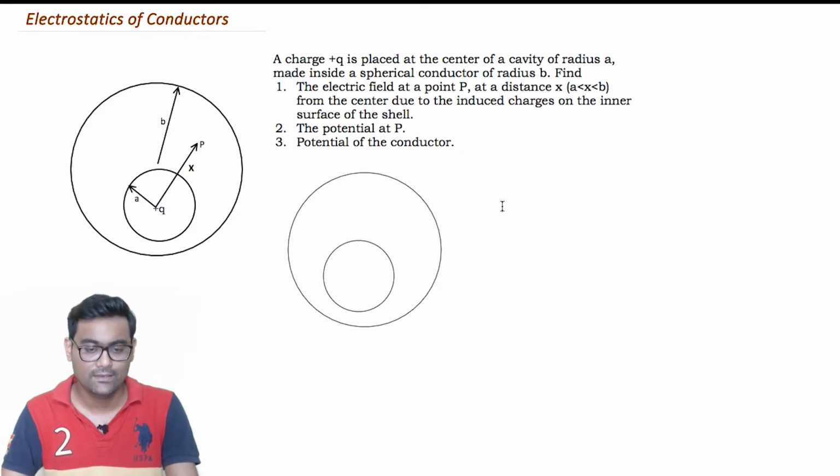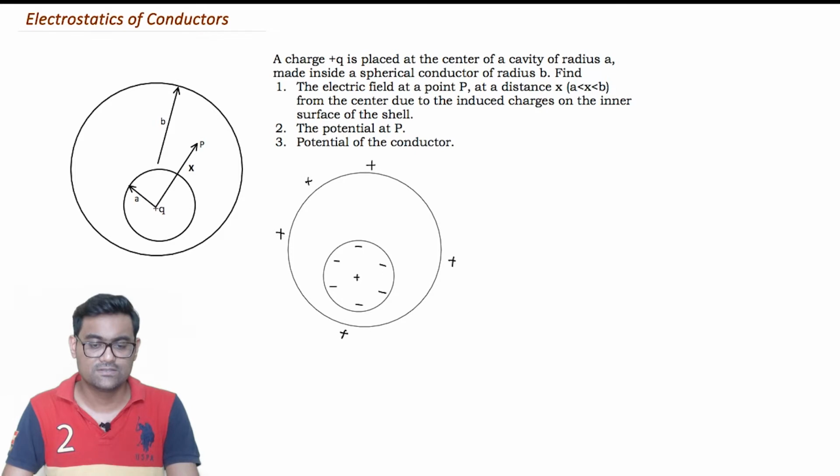Okay, so as you can see, we have placed a positive charge at the center of this. So this positive charge will induce a minus q charge at the surface of the cavity, and this plus q charge will be induced on the surface of the conductor. And you should know that the outside charge distribution is independent of the inside charge distribution. So the outside charge distribution will be a uniform charge distribution.